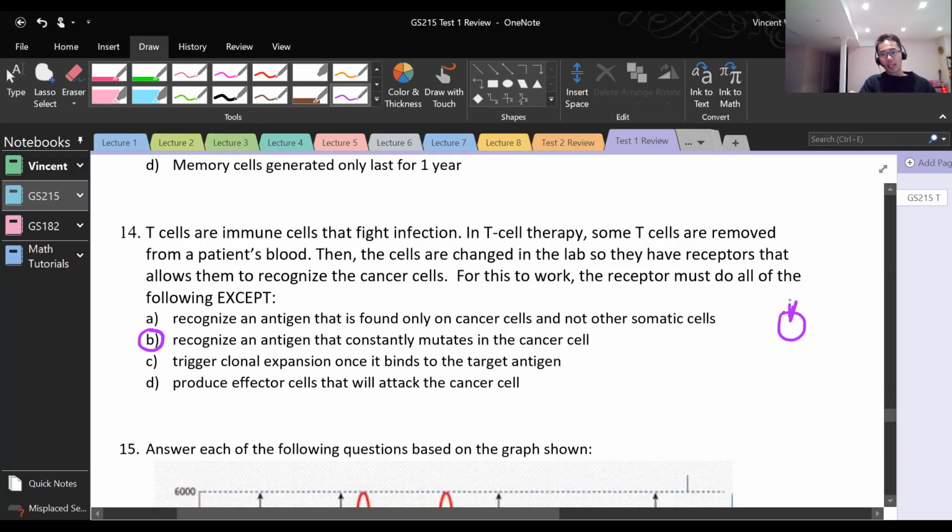Remember, once you selected the correct cell, you want it to divide into multiple copies of itself, and then they differentiate into the different effector cells, right? So that's necessary. And then also, produce effector cells that would attack cancer cells, right? Of course, that's also needed.